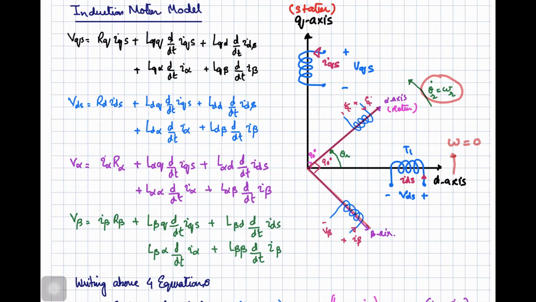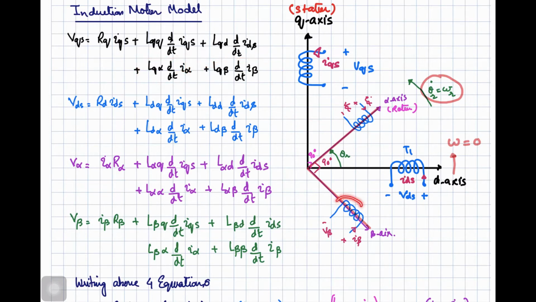So the inductance between the q axis and the alpha axis, this one is the q axis winding, this one is the alpha. Let's suppose that is L_Qα, and because of the variation of the current in this alpha axis winding, that is Iα, the rate of change of current dIα/dt into L_Qα will give you the voltage induced in this winding because of this winding.